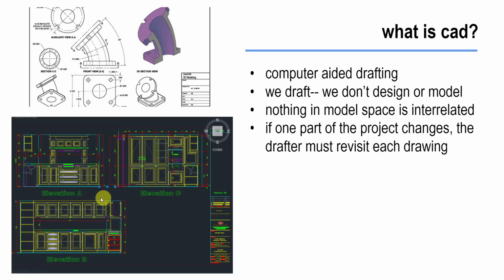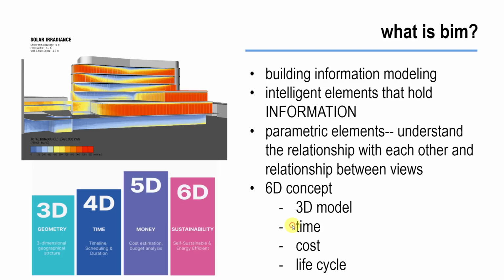AutoCAD has no idea that this is an interior elevation of kitchen cabinets. All AutoCAD knows is that there are lines and circles and text boxes placed in different areas, but it doesn't know what it's making. And so there really is a downside to AutoCAD in that it's going to take an incredibly knowledgeable user to know how the pieces and parts are going to be coming together in there.